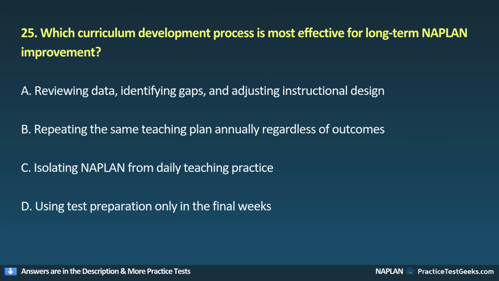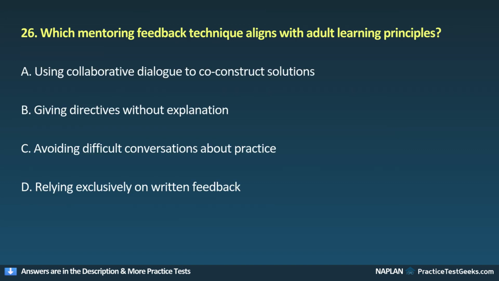A. Reviewing data, identifying gaps, and adjusting instructional design. B. Repeating the same teaching plan annually regardless of outcomes. C. Isolating NAPLAN from daily teaching practice. D. Using test preparation only in the final weeks. 26. Which mentoring feedback technique aligns with adult learning principles?